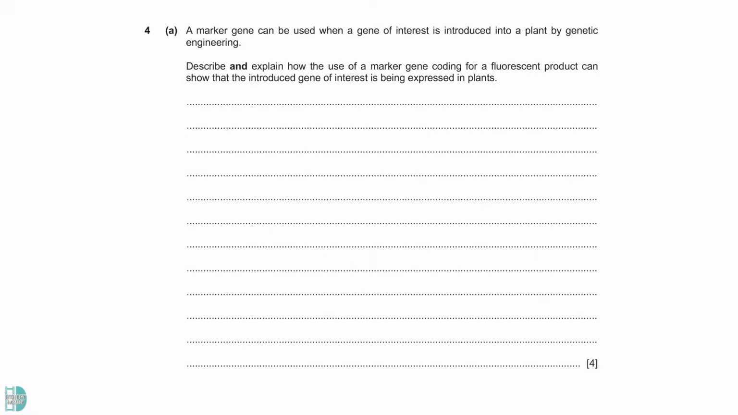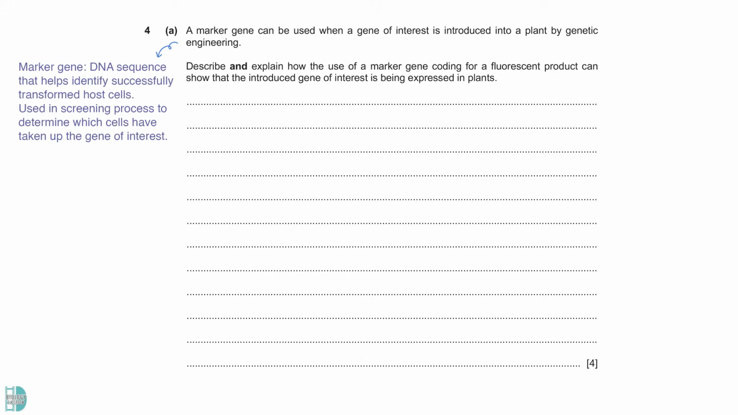A. Describe and explain how the use of a marker gene coding for a fluorescent product can show that the introduced gene of interest is being expressed in plants. A marker gene is a DNA sequence that helps identify successfully transformed host cells. It is used in the screening process to determine which cells have taken up the gene of interest. It is added together with the gene of interest. They are usually inserted near each other in the vector so that they can use the same promoter.